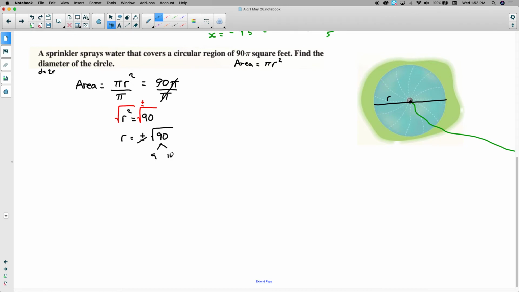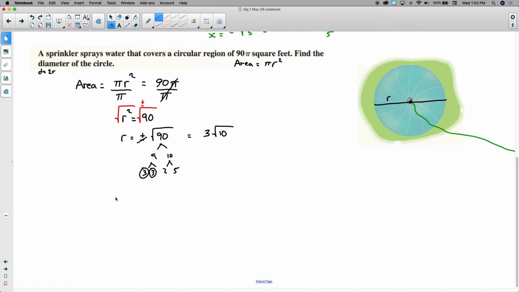9 times 10. That one's 2 times 5. This one's 3 times 3. That's a 3. Never can save them. Okay, so let's see what this becomes. I'm just going to not write plus out there. I know it's positive. I can 2-for-1 trade out a 3. And those have to stay inside, making 10. And okay, that is the radius.